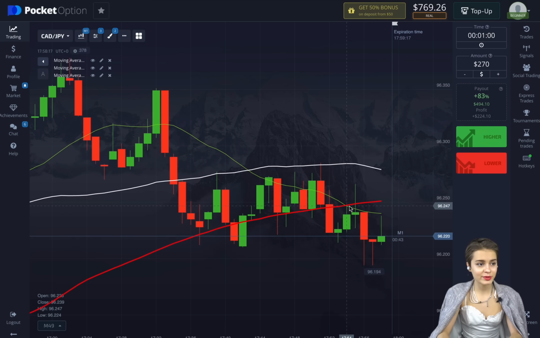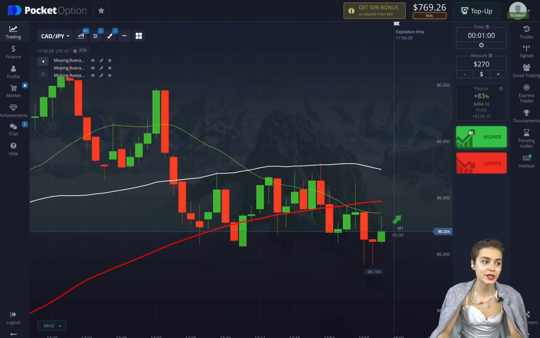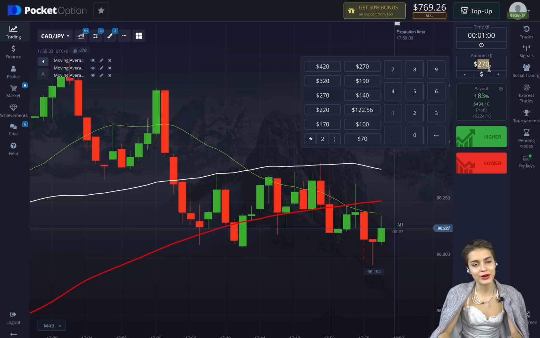As the signal came somewhere here, we opened the deal with lower on this red candle, and I saw some small correction, and as for my thinking, it had to be enough for the trend to keep being downward. And we see we managed to earn on that. Great.